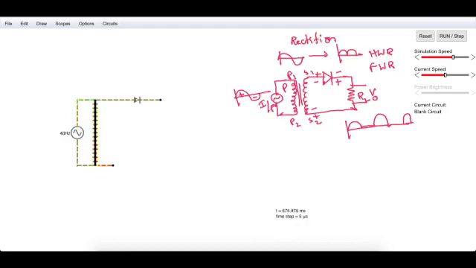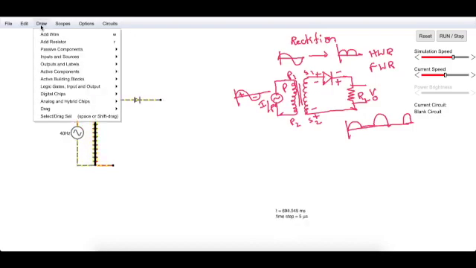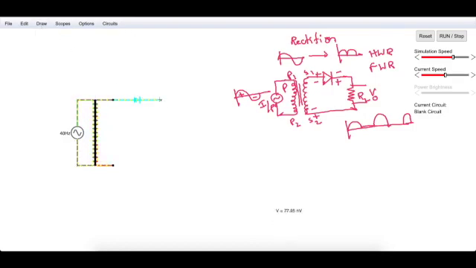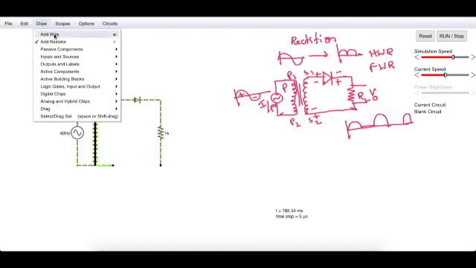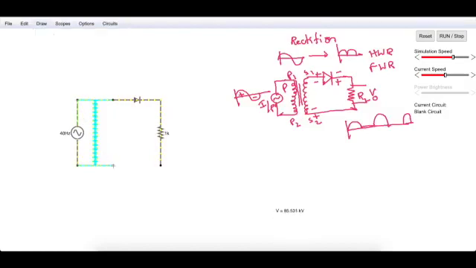Now I need to connect a load resistance. Go to draw, add resistor. This is the load resistor. Now, to close the circuit, I need to connect it with a wire. You just add a wire. Done. So the circuit diagram is complete. Look at the circuit diagram.